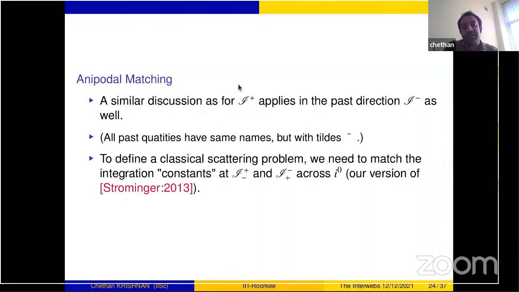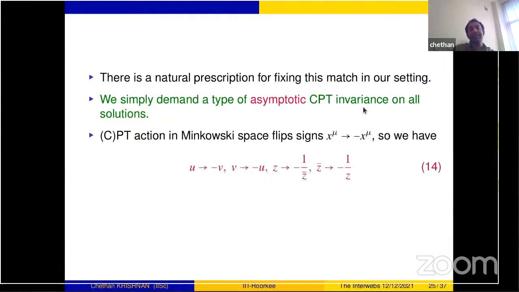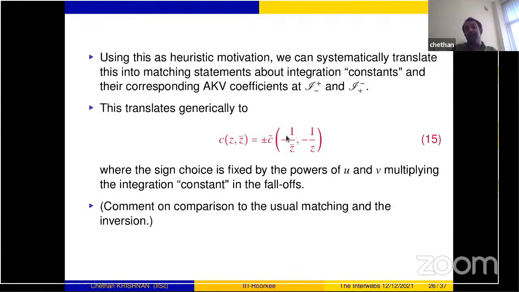A similar discussion for Scri plus applies also to the past. To define a classical scattering problem, we need to match the integration constants at Scri plus minus and Scri minus plus across I naught. This is the future-past antipodal matching of Strominger. But there is a natural way to do that in our case, which is that we demand asymptotic CPT invariance on all solutions. So C is for the future integration constants, and C tilde is for the ones in the past. They have to be matched in this way.